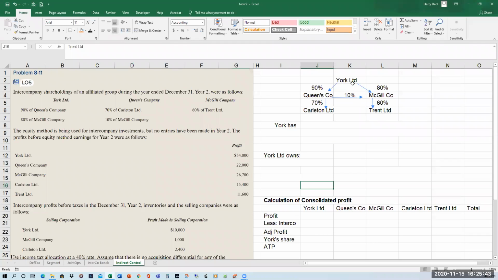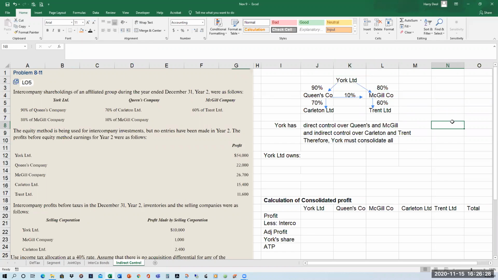If you look at York's ownership over Queen's and McGill, York clearly has direct control over both Queen's and McGill. But also if you look at the chain of ownership, Queen's owns 70% of Carlton. So Queen's controls Carlton, but because Queen's itself is controlled by York, York has indirect control over Carlton. And likewise for McGill, McGill owns 60% of the shares of Trent. So McGill controls Trent, but McGill is controlled by York. So York also has indirect control over Carlton and Trent, which means York has to consolidate all of these companies.